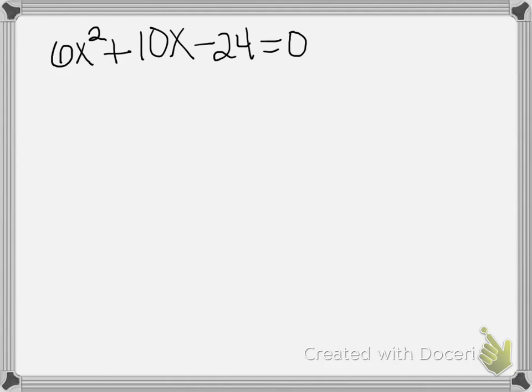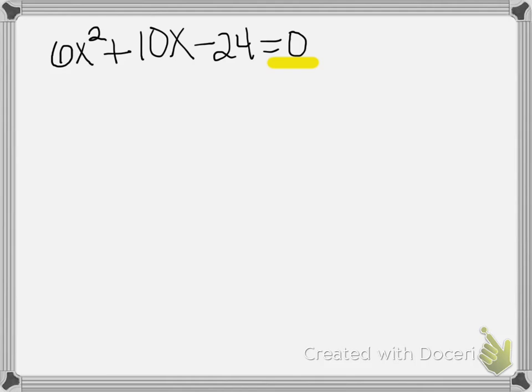This is our quadratic, and first of all we have to factor it in order to solve it. How do we know that it's asking us to solve it? Well, typically it's going to say solve, but since it's set equal to 0, that's how we know it's asking us to go ahead and solve it. The first thing we need to do is factor it.